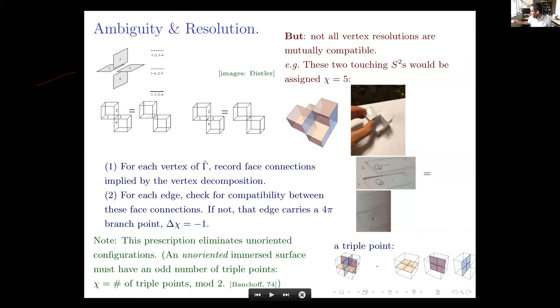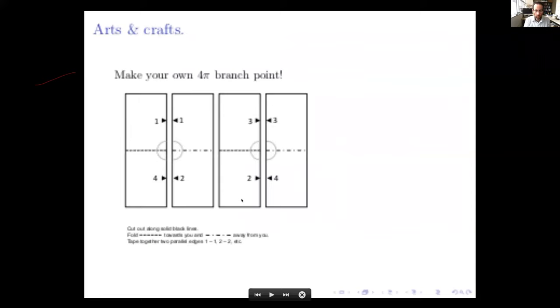If you want to understand this a little better, in our appendix we have a template where you can make your own 4π branch point, which ends up looking something like this, where you can see that around this point you have to go 4π in order to get back to where you started, and convince yourself that it contributes -1 to the Euler character.